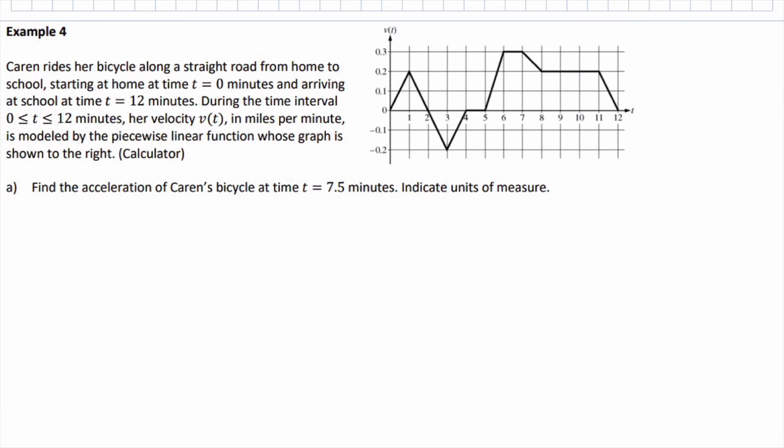Okay. They say the graph represents Karen's rides her bike along a straight road from home to school, starting at time 0 minutes. And she arrives to school at time t equals 12 minutes. During the time interval from 0 to 12 and everything in between, her velocity in miles per minute is modeled by the piecewise linear function whose graph is shown to the right. And this is a calculated question. So her velocity is tracked there.